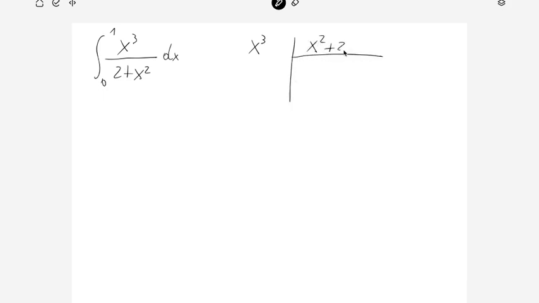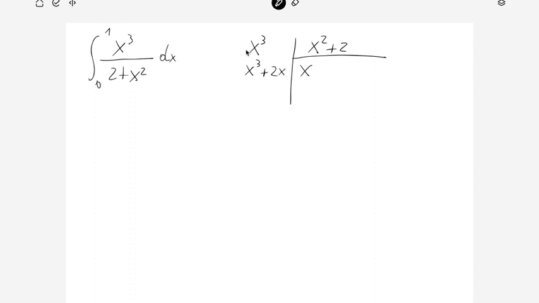We have to write the numerator here and the denominator here in the right order, so x squared plus 2. Then we have to compute x cubed divided by x squared, just divided by x squared, forgetting about plus 2, and this is just x. Now we have to multiply x times x squared plus 2, and this is x cubed plus 2x, and then we will subtract this from this.